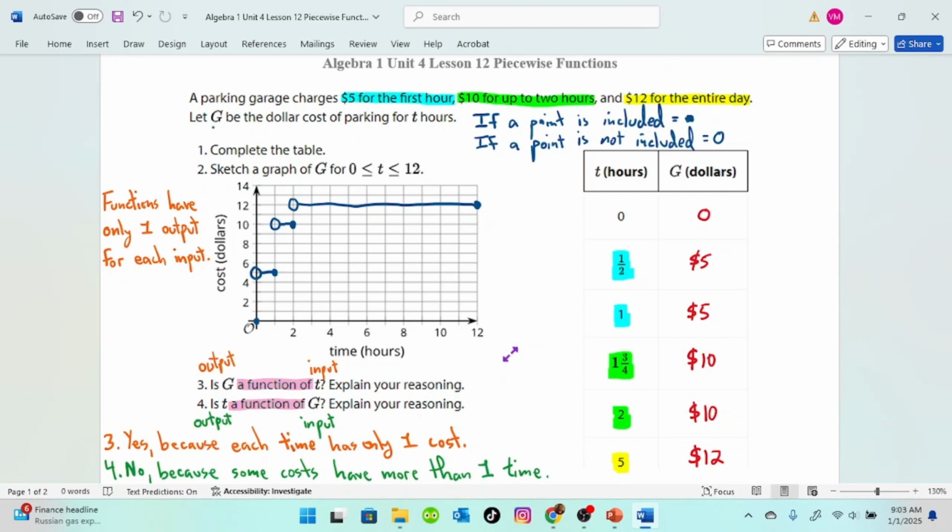So this is how we know whether or not something is a function. It's a function only if each input has exactly one output. So if we say time is the input and cost is the output, then yes, it's a function. But if we reverse those and we say cost is the input and time is the output, that is no longer a function.